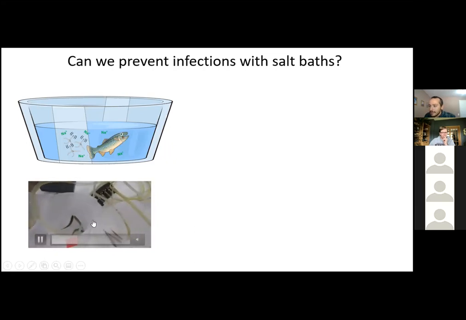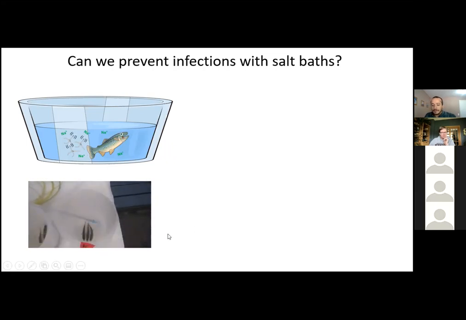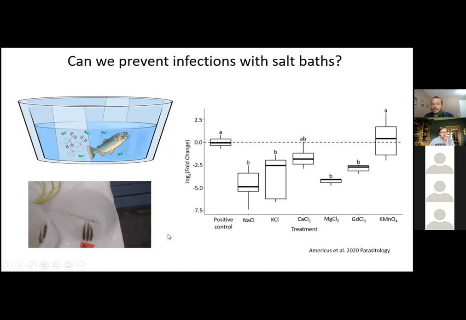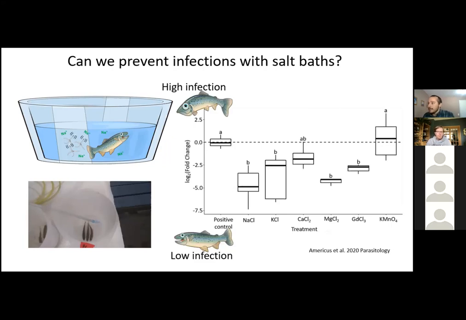So we had 3 fish mixed in really small volumes of water, and each of these volumes of water was dosed with a different salt. We did qPCR on these fish to see what the level of infection was. In this case, if you have a high number here, it's a high infection rate, bad for the fish. Negative number, low infection rate, good for the fish. And the positive control is here.